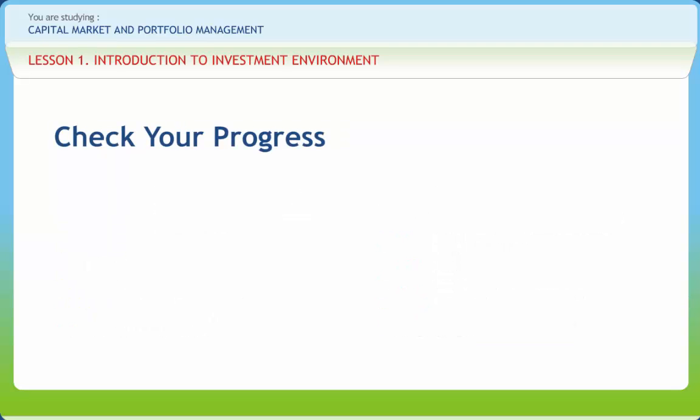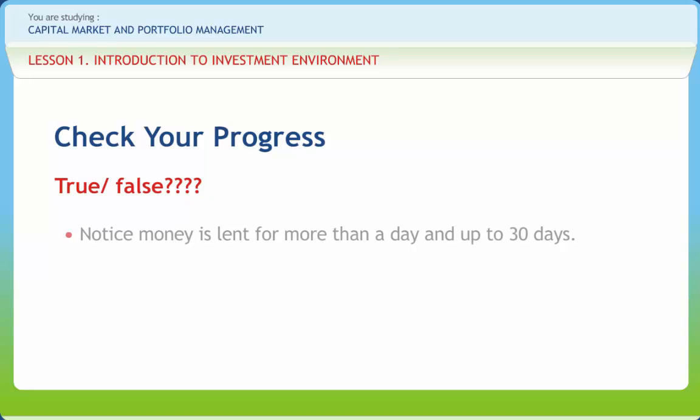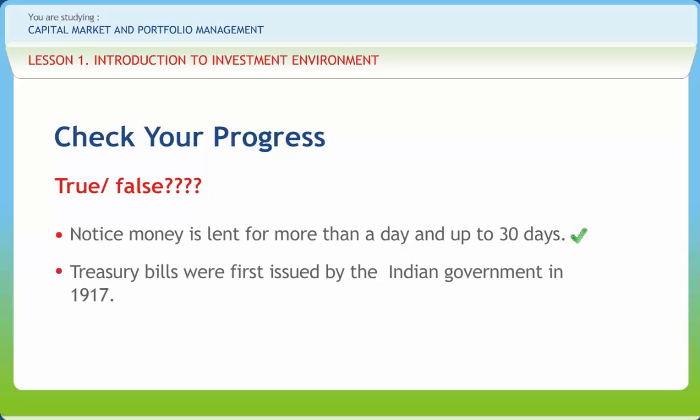Now let us check if we have understood the various concepts discussed in this lesson clearly. Notice money is lent for more than a day and up to 30 days. Right or wrong? Right. Treasury bills were first issued by the Indian government in 1917. Right or wrong? Right. Treasury bills have high yield. Right or wrong? Wrong.